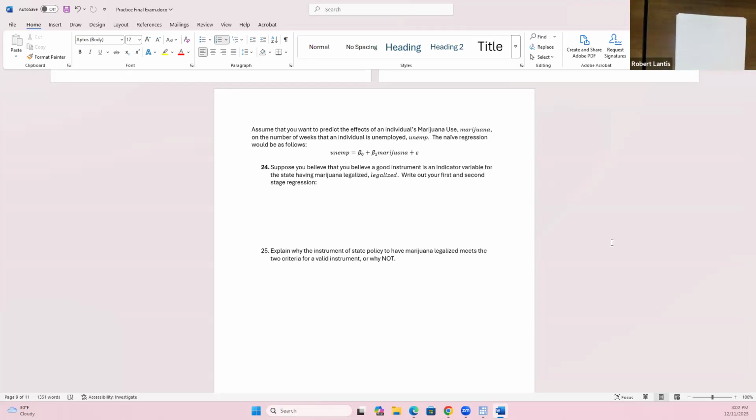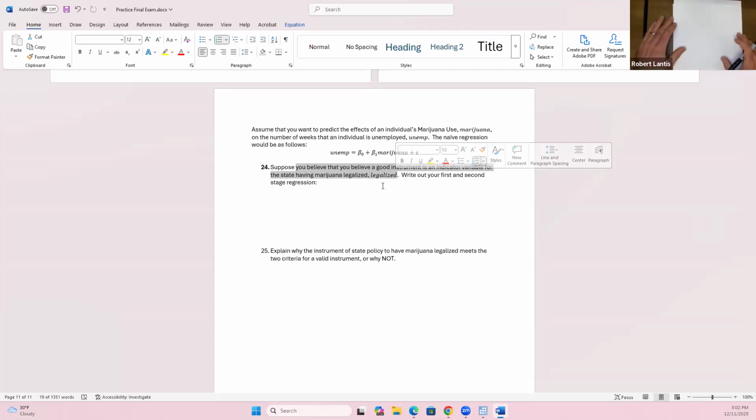So let's say I've got this very basic regression where I want to predict unemployment rates based off of whether or not, I think this was marijuana usage, right? I think that maybe whether or not it was legalized in the state might be a good instrument. So what would my first and second stage regression be? I know we can use the IV regress command, but we want to understand what it's doing. And we also might need to use the behind the scenes stuff when we're actually determining, is it a good instrument, right?